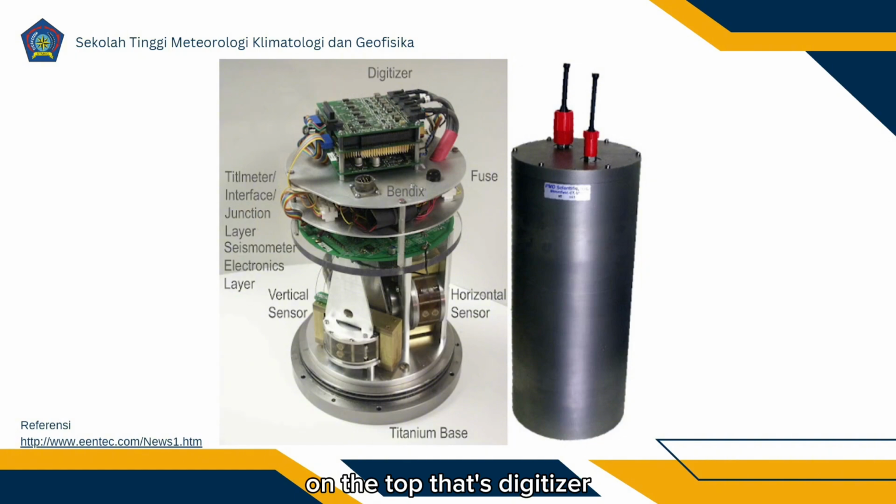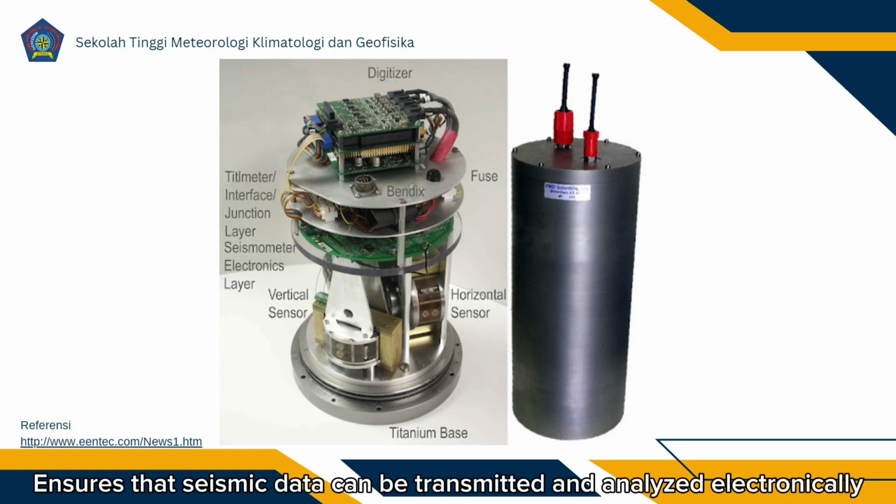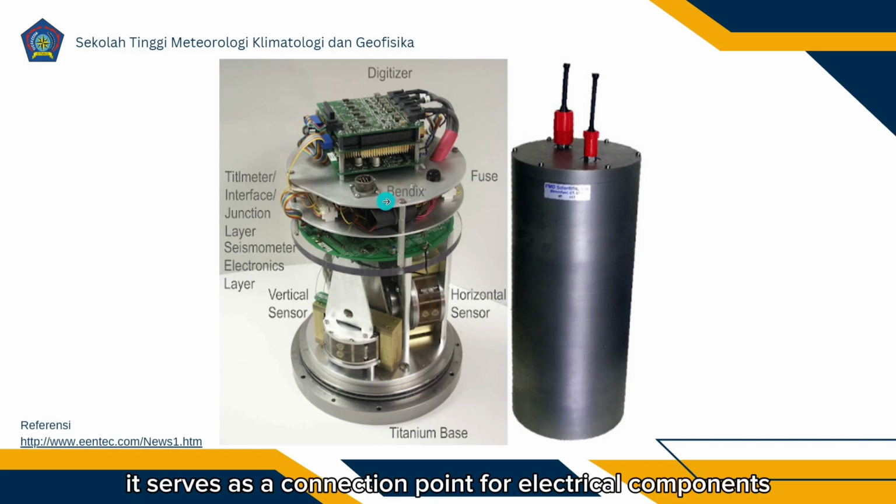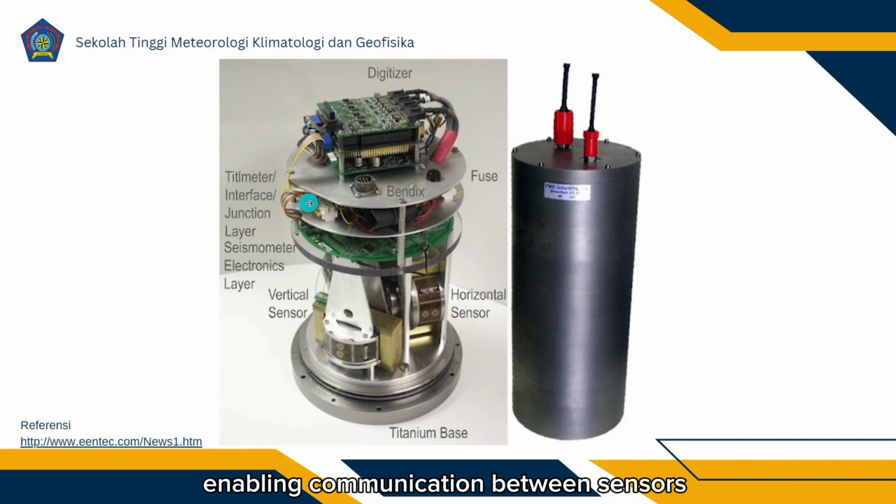On the top there's the digitizer. It converts the analog signals from the sensor into digital data for processing and recording. It ensures that seismic data can be transmitted and analyzed electronically. Then on the left we have the tilt meter. It measures the tilt or inclination of the instrument to detect changes in the angle of the ground. Then there's the interface or junction layer. It serves as a connection point for electrical components, enabling communication between sensors and the digitizer or external systems.